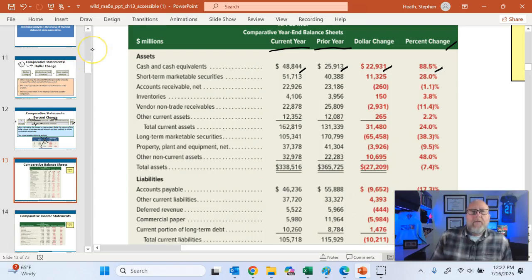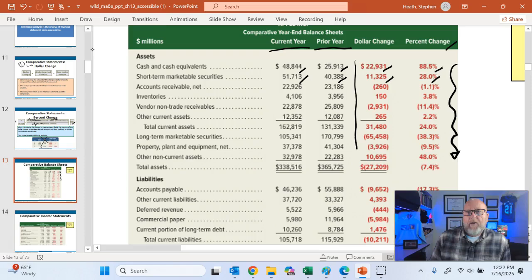And then I can do the same thing for short-term marketable securities. Last year we were at 40,388. This year, 51,713. The difference is an $11,325 increase, and the percentage change from last year to this year is a 28% increase. And so when I do this, I can then move down all of these different line items.